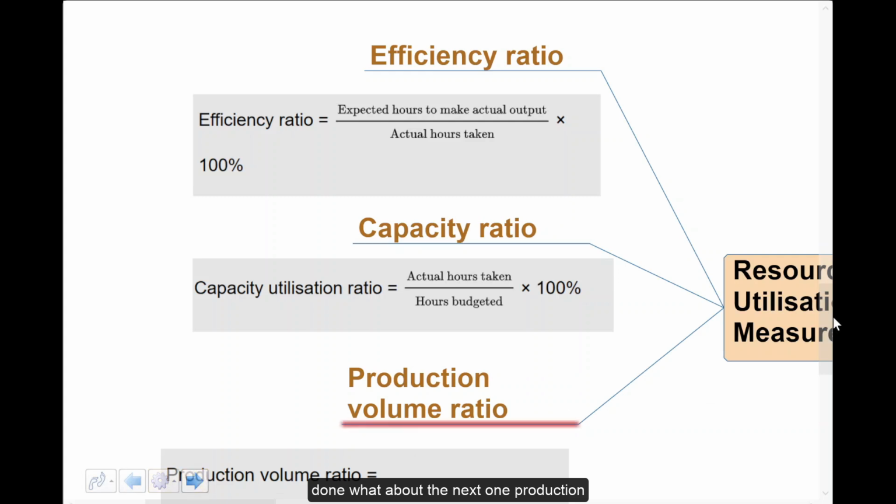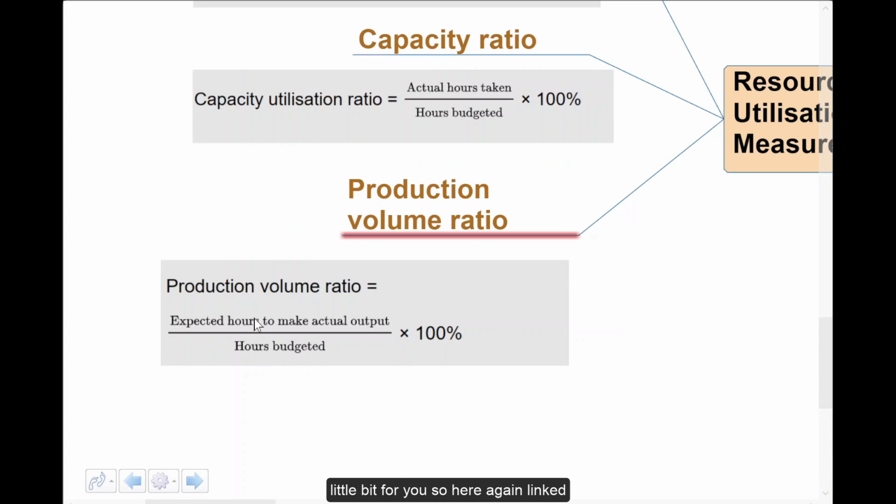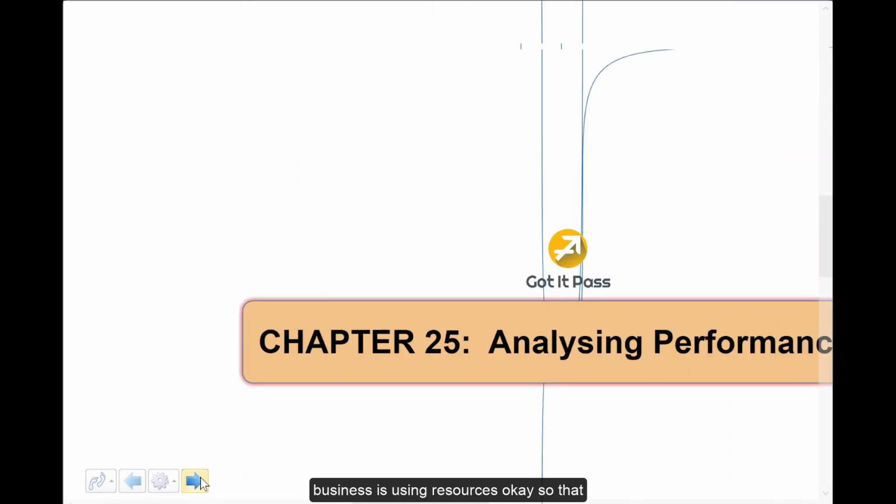What about the next one, production volume? Let me just move the mind map down a little bit for you. So here, again, linked to what we said up top, we're talking about the expected hours to make an actual output versus budgeted hours. Okay, so similar to the efficiency in one way. So let's make sure that we practice the questions. For me, we don't need to be experts on resource utilization, but we do need to remember these ratios and be able to use them quickly to show how efficiently a business is using resources.